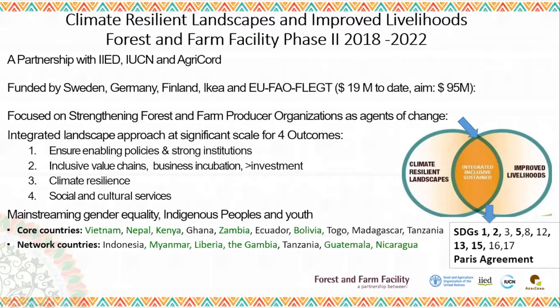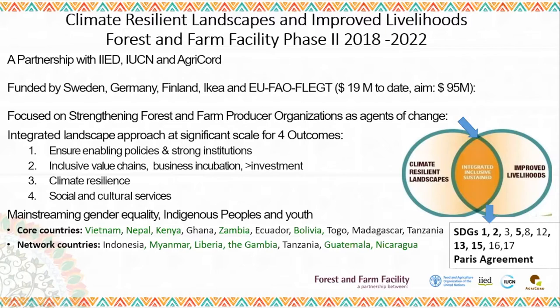We focus on four outcomes. One is strengthening the governance of the producer organization, strong multi-cross-sectoral platforms, and enabling policies in favor of producer organizations. Another is strengthening entrepreneurship, access to finance and markets for the producer organization through inclusive value chains and business incubation, and therefore more investment and finance. Our third outcome is increased delivery on the ground of activities related to climate change, with the producer organizations at the center of this delivery. And our last outcome is about the social and cultural services going to the members of producer organizations, delivered by the forest and farm producer organization.